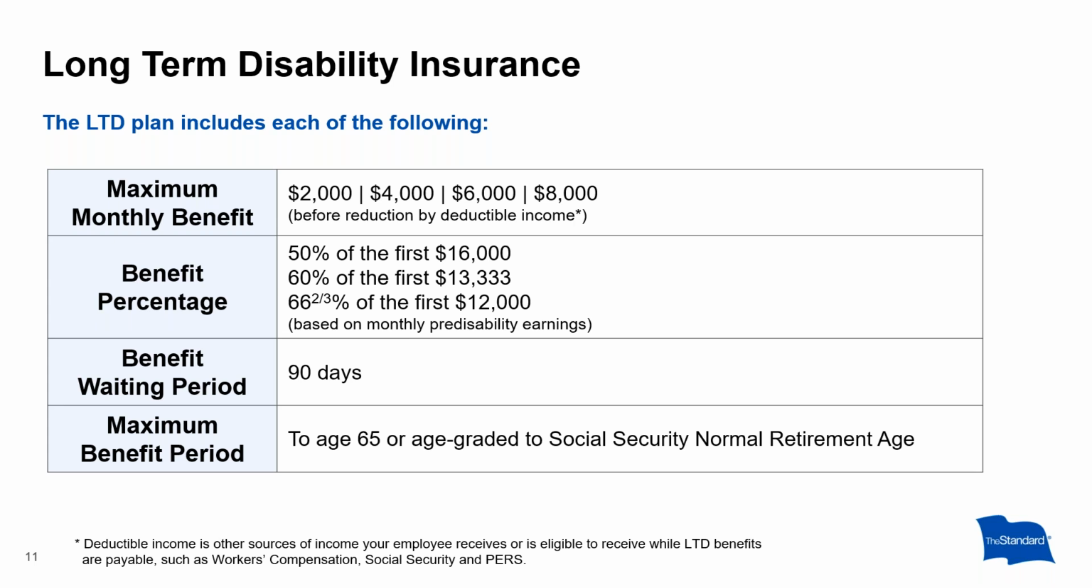Long-term disability insurance is insurance that's going to protect you if you're off of work for more than 90 days. So depending on the offering that your employer may provide to you, there's varying benefit percentages, there's varying benefit amounts. Like I said, the benefit waiting period is 90 days, which is the period of time you have to be off of work before benefits become payable. And the maximum benefit period is going to be to age 65 or your normal Social Security retirement age.